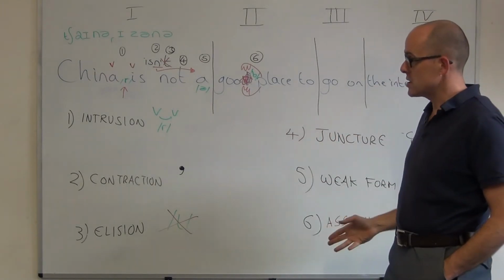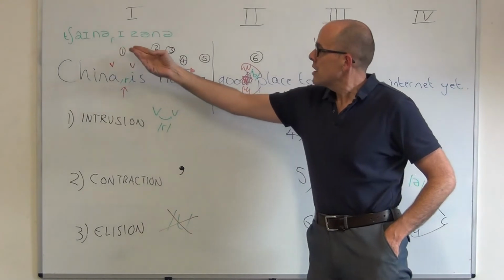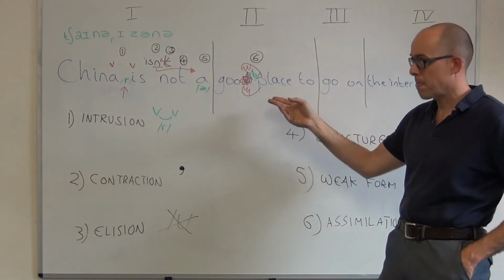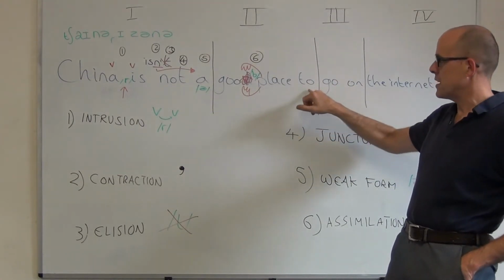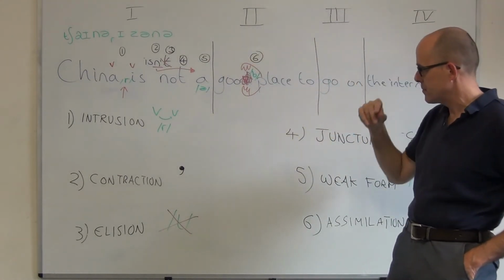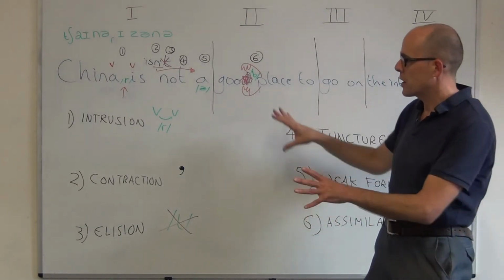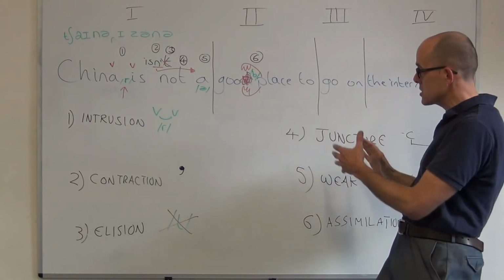And those 6 changes make "China isn't a good place." Okay? I'll write it up in a minute, but first we need to finish sound word number 2. There are no more changes, so we're going to repeat some of these effects. We're going to see some of these changes again.